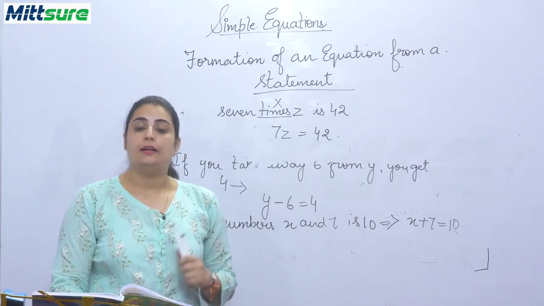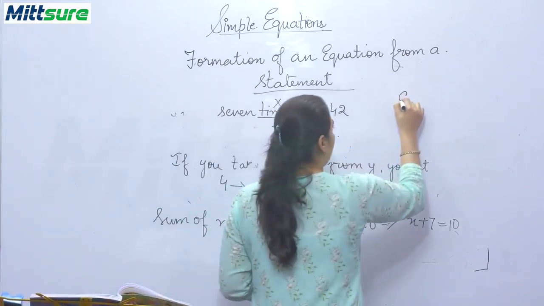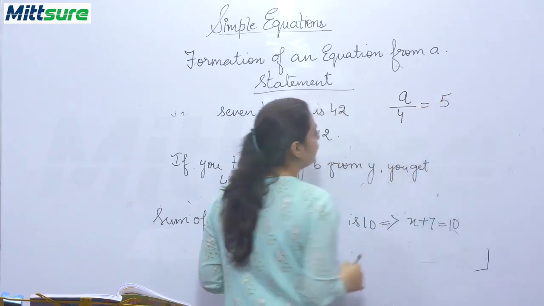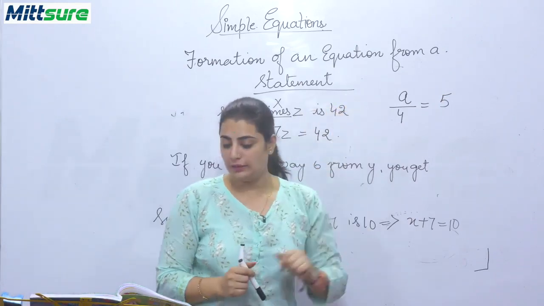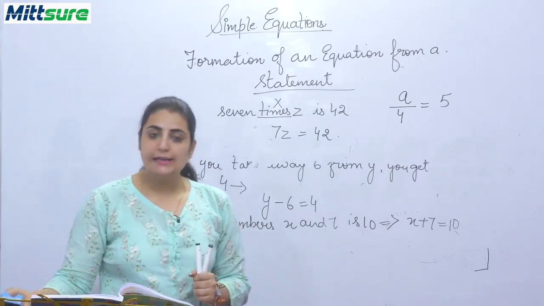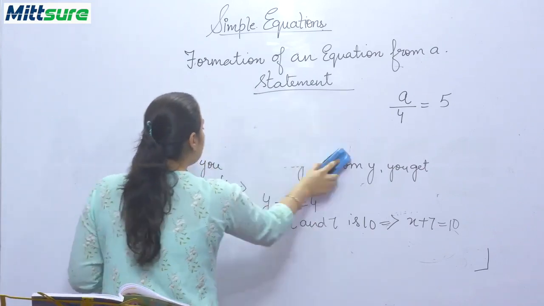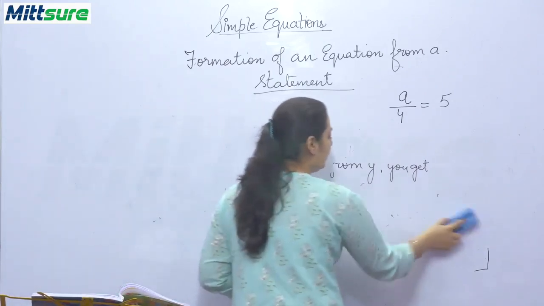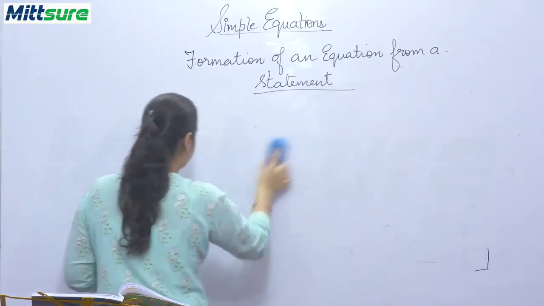The number a divided by 4 gives 5. So a number a, when it is divided by 4, gives 5. So a upon 4 equals to 5. This is again a form of equation. So this is how the equations are formed from the given statements. Let us learn a few examples to do so. If you have a lot of information in a statement, then how can you express that particular information in the form of an equation?